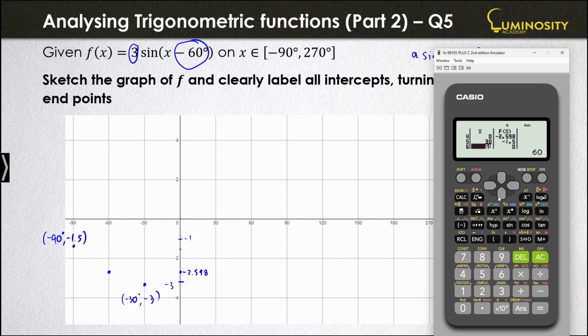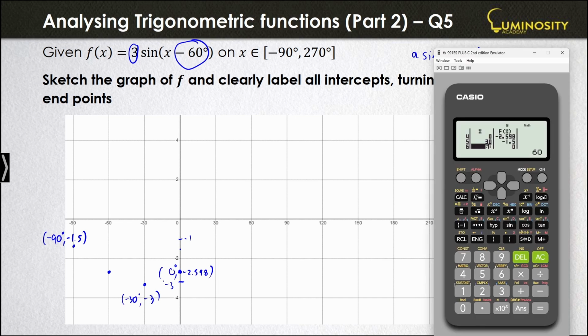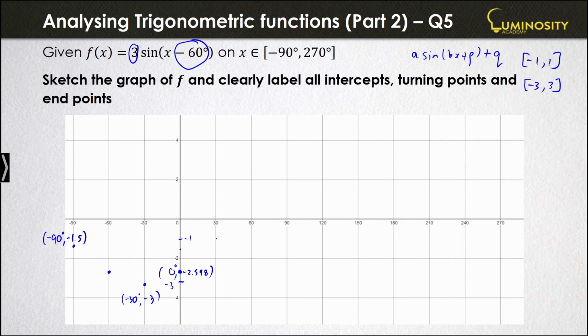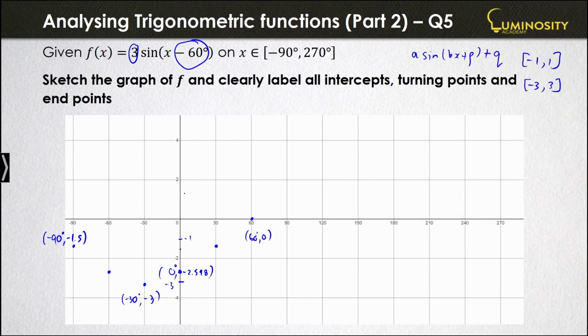Then for 0 degrees, we go back to this intercept here. So 0 degrees and negative 2.598 is the y-intercept. Okay, 30 degrees is negative 1.5 and 60 degrees is 0. So that's over there. So that's the x-intercept. Okay, and then 120 degrees goes to 2.598, then 3, then back down. Okay, so here's 3, so 2.598 will be over here. So 90 degrees, it's over there. 120 degrees, it's 3, which will be a maximum turning point.